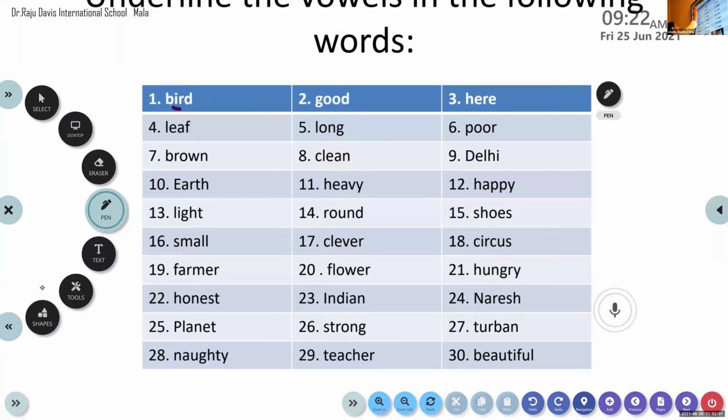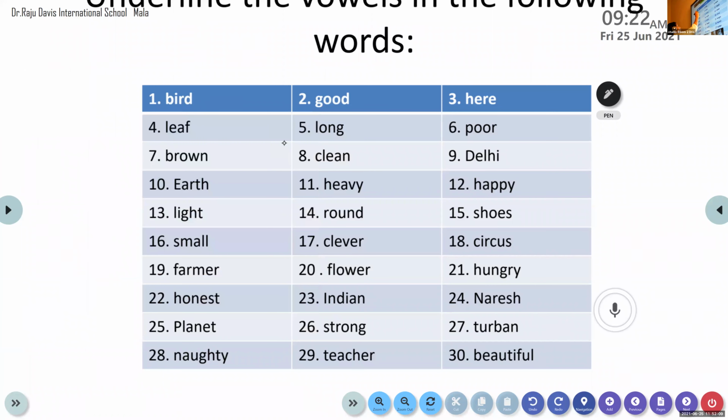Okay, so what we have to do is underline E. Sorry, underline I. This is the way we have to do it. Okay, Sai Krishna, have all of you understood? We have to underline the vowel. I hope all of you have understood.